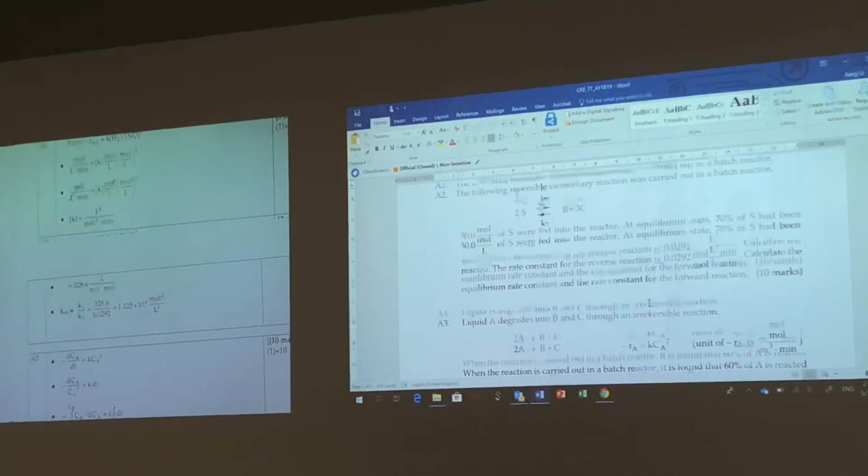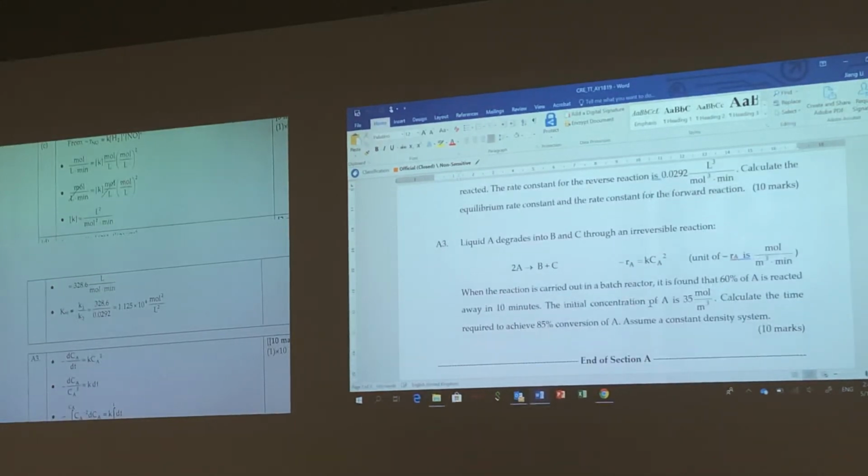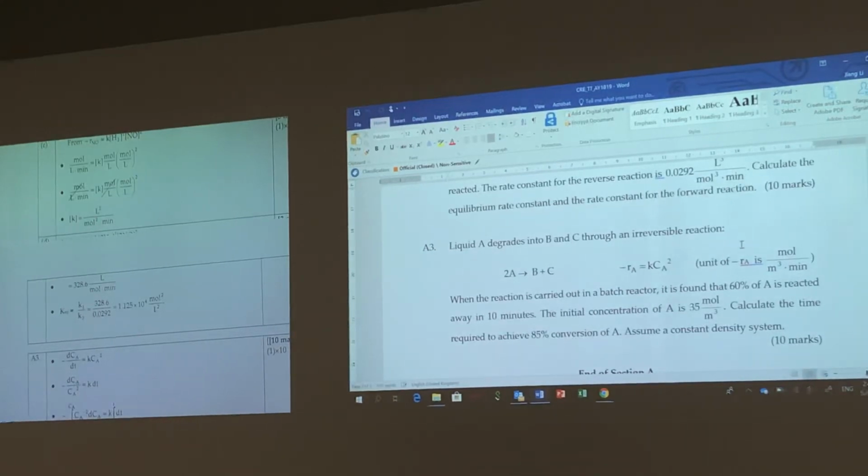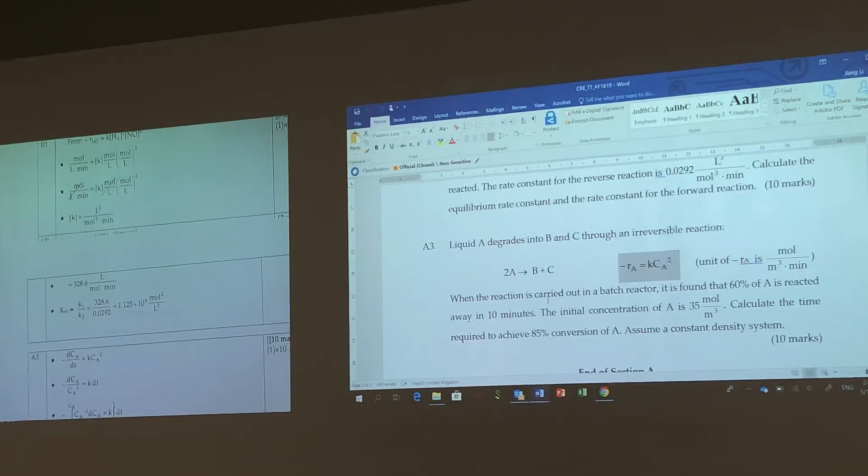Next, A3, very straightforward. For A3, you see the rate equation is given. This is a second order. Is this elementary? Yes. Although it's not mentioned, it's given directly.